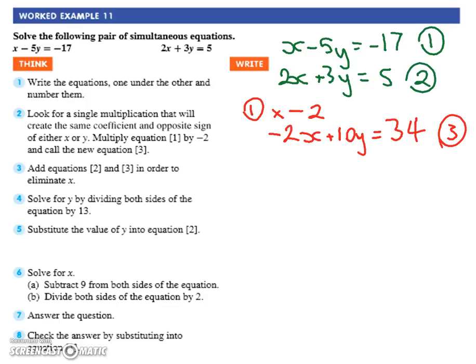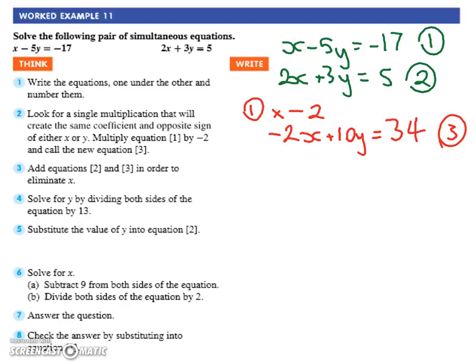How does that help us? We want to use elimination. Can you now have a look at equation 2 and equation 3 and see how we can use one to eliminate one of the variables? Yes, except one's a negative, one's a positive.